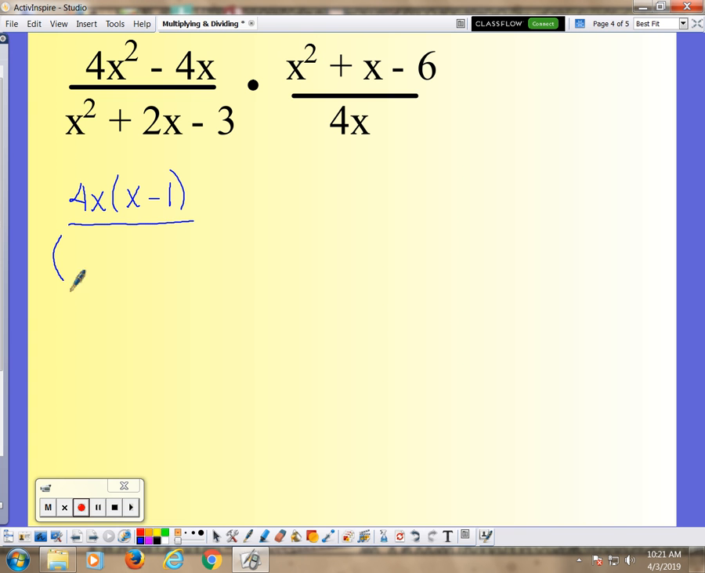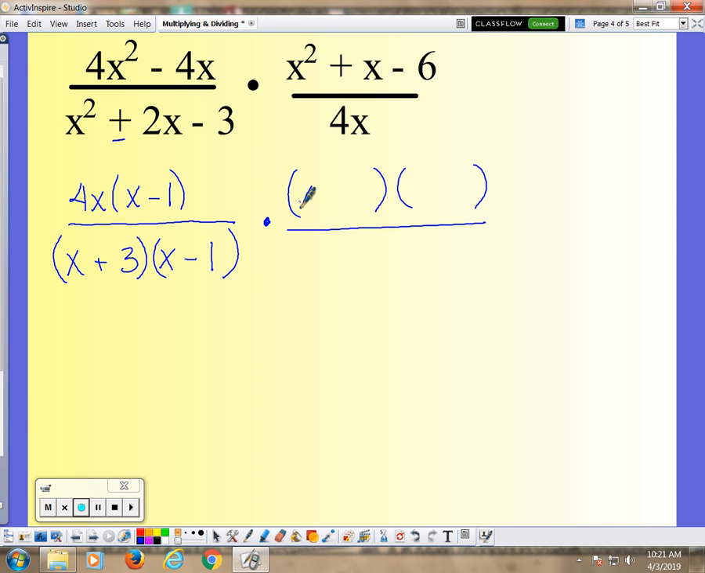On the bottom, there's nothing to undistribute or factor out, so I am going to break up my x's. Factors of 3 that when I subtract give me 2 would be 3 and 1. 3 needs to be positive because of the plus sign up there, and the 1's the minus. Put a times sign. There's nothing to undistribute or factor out of the top, so I'm going to break up my x's. Once again, factors of 6 that when I subtract give me 1, so that's 3 and 2. The bigger number must be the positive, and I have a 4x down here.